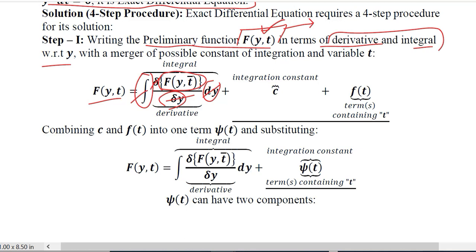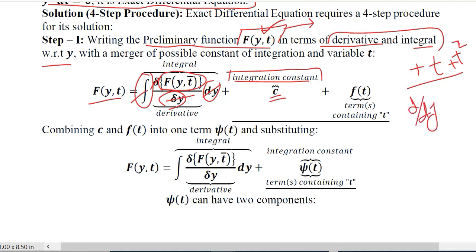However, there are 2 terms that should be added, because whenever you integrate, you will get the constant of integration, and whenever you differentiate, you need to remember that the function can have terms in which t appears separately, for example t plus t square. If such terms are there, and we are differentiating with respect to y, the derivative of these terms will reduce to 0. So when we differentiated here, we should know that there is a possibility of having t as some additive term.